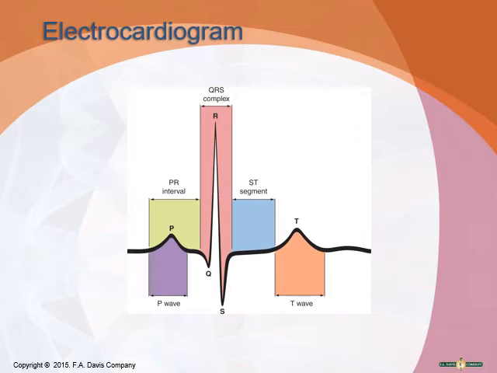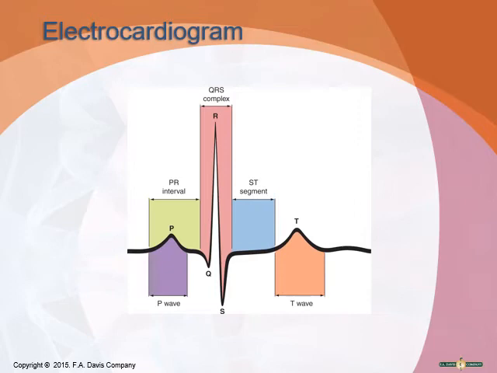The QRS complex represents ventricular depolarization, basically the spread of electrical impulses throughout the ventricles. The ventricles contract somewhere within the QRS complex. The ST segment represents the end of ventricular depolarization and the beginning of ventricular repolarization. The T wave represents full-on ventricular repolarization.